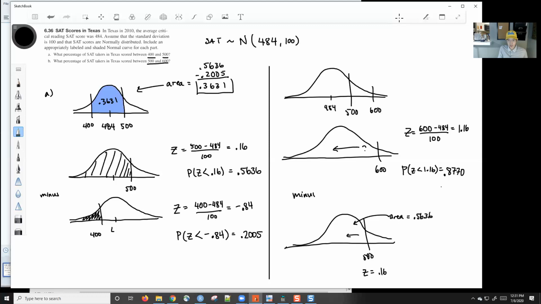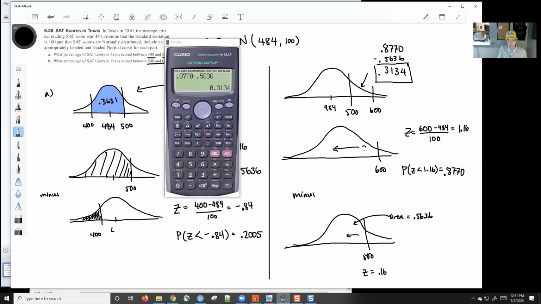Okay, so we will find the area in between. This area in between is going to be 0.8770 minus 0.5636, and we're going to get 0.3134. That's the area in between.